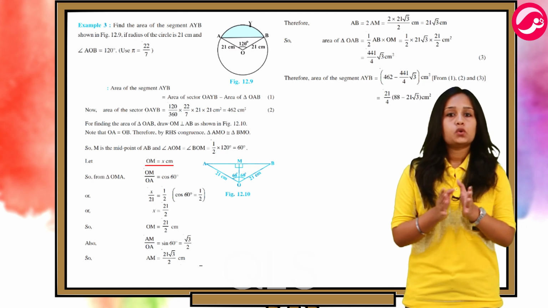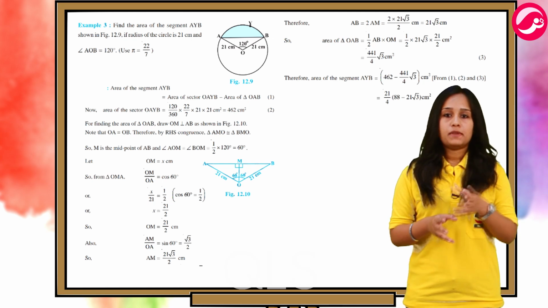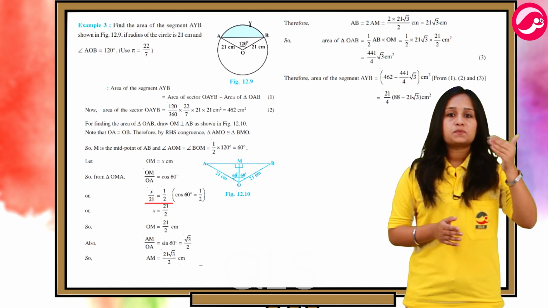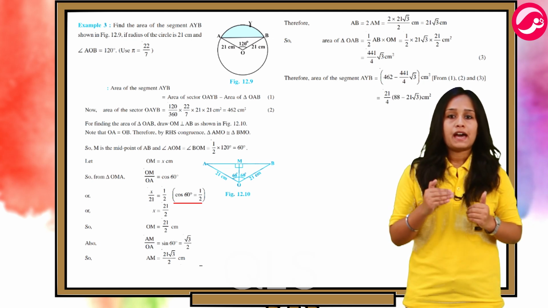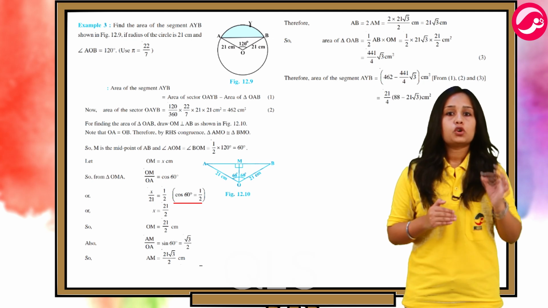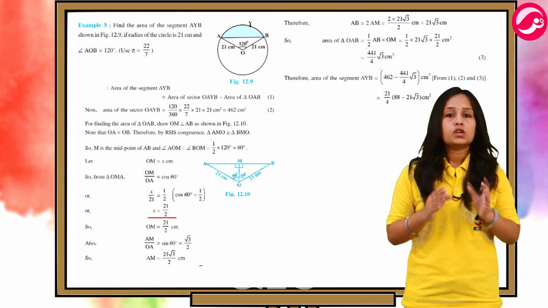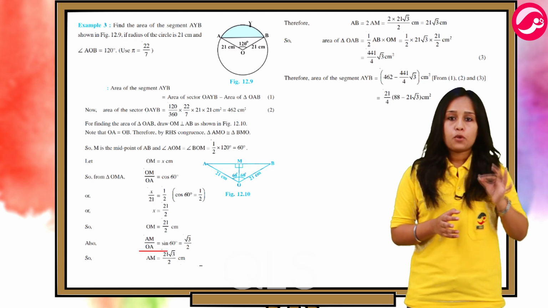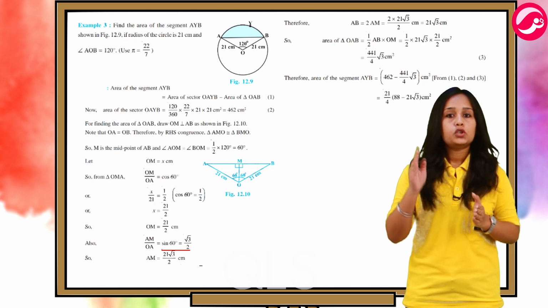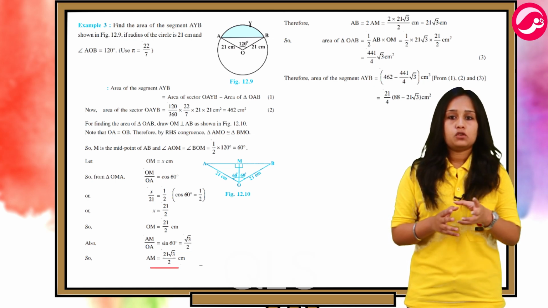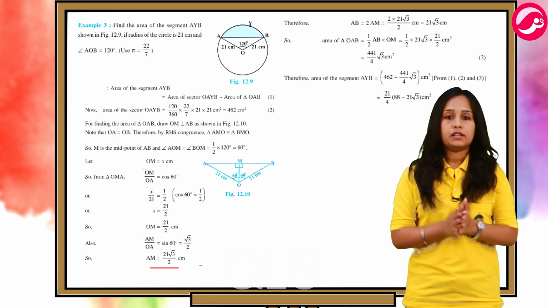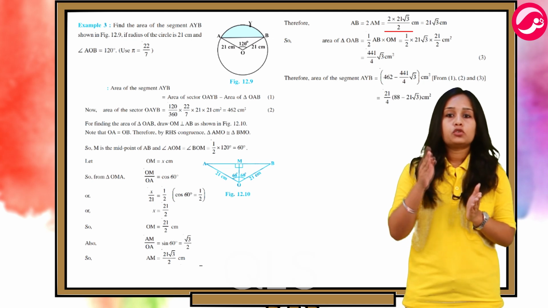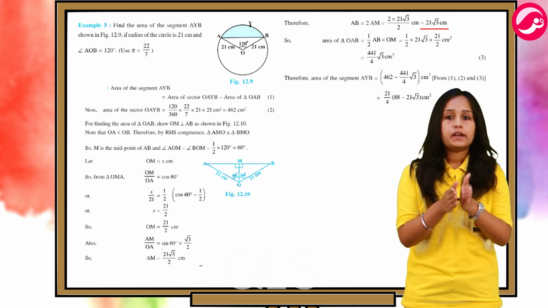Now let OM is equal to x centimeter. So from triangle OMA, OM upon OA is equal to cos 60 or x by 21 equal to 1 by 2 as cos 60 की value होती है 1 by 2. So we get x is equal to 21 by 2. So OM is equal to 21 by 2 centimeters. Also AM upon OA is equal to sin 60, which is equal to root 3 by 2. So we get AM is equal to 21 root 3 by 2 centimeters. Therefore, AB is equal to 2 AM, that is 2 into 21 root 3 by 2 centimeters, that is equal to 21 root 3 centimeters.